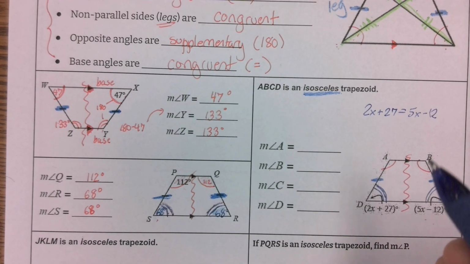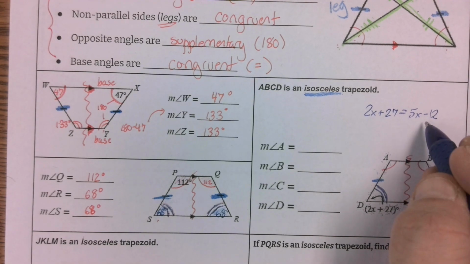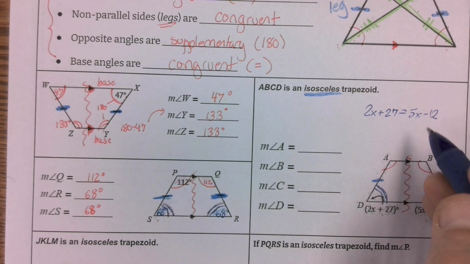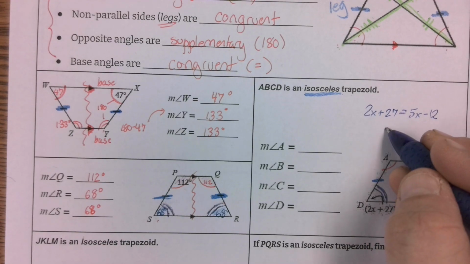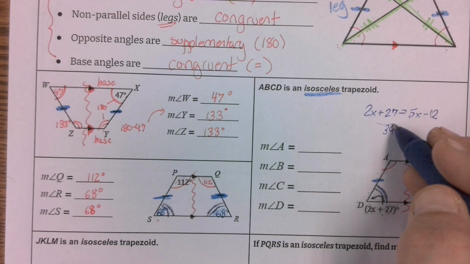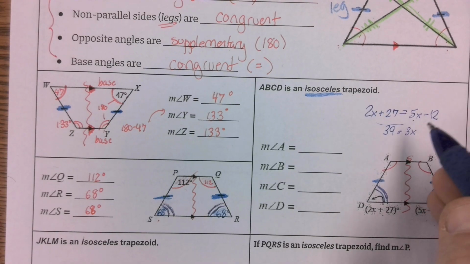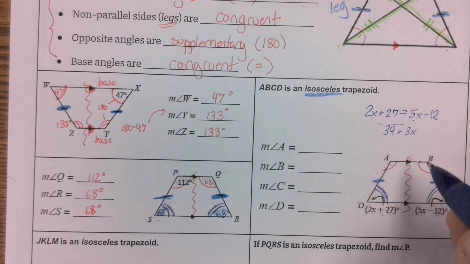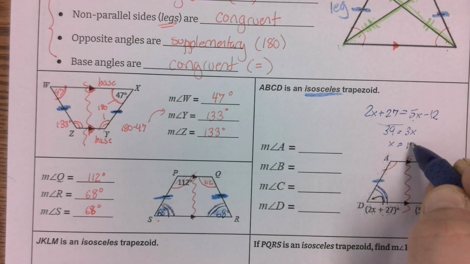When I solve, I bring my 12 or my 27 over here. It doesn't really matter. Probably easier to bring the 12 over there, giving me 39. And then my 2x, I bring it over here and subtract, and that is going to give me 3x. And when we divide by 3 on both sides, we get that x is equal to 13.